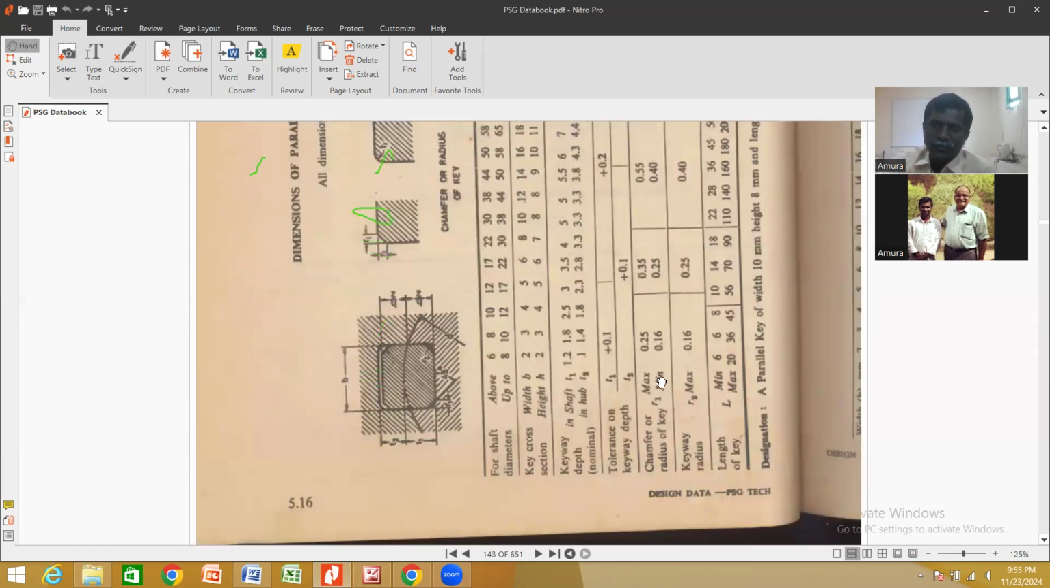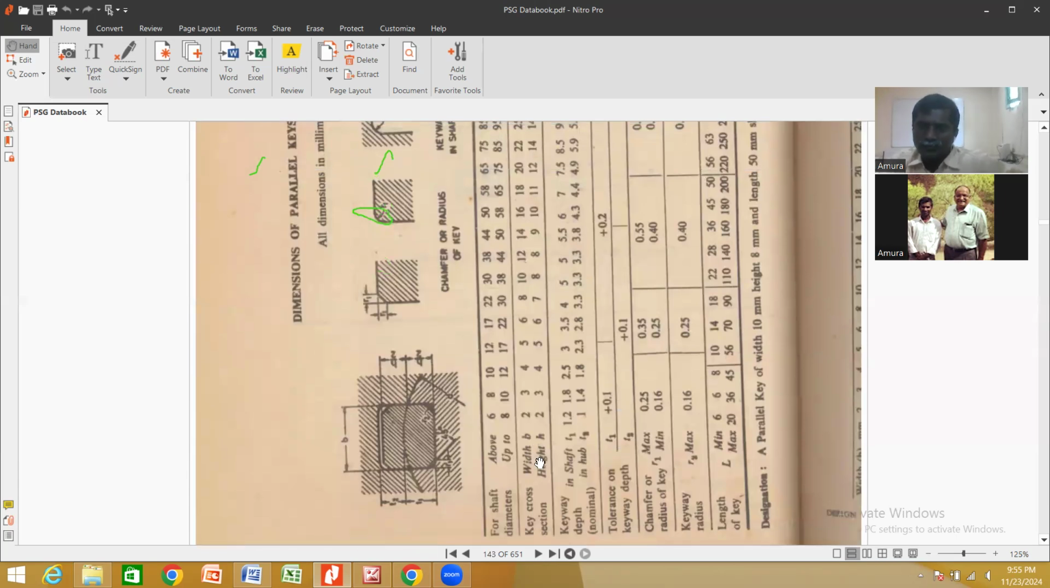So this is the page to find the width and the height of the key. If you see, the range of diameter is given here: 6 to 8, 8 to 10, 10 to 12. These are the ranges of diameter. Accordingly, you have to find the width and the height of the key. For example, if the diameter of the shaft is 35, it falls in the range 30 to 38, so we can choose the width of the key as 10 and the height of the key as 8. In the same way, whatever diameter value you are getting, accordingly you can choose the width and the height of the key.